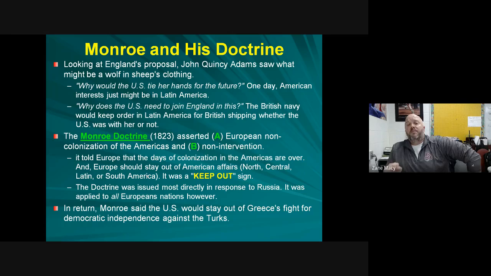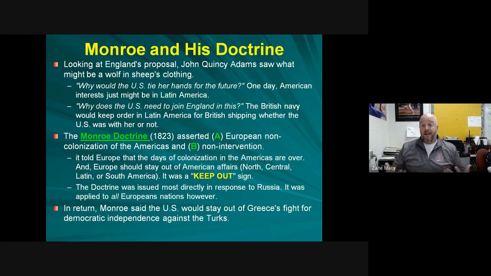Now, a lot of people, Americans and Europeans, thought that this was actually directed at Great Britain, but it wasn't. You know, we were saying it to all of Europe, but we were kind of side-eyeing Russia the whole time that this statement is being made.